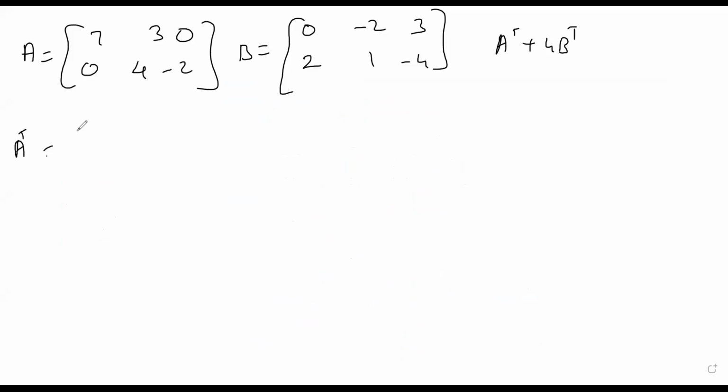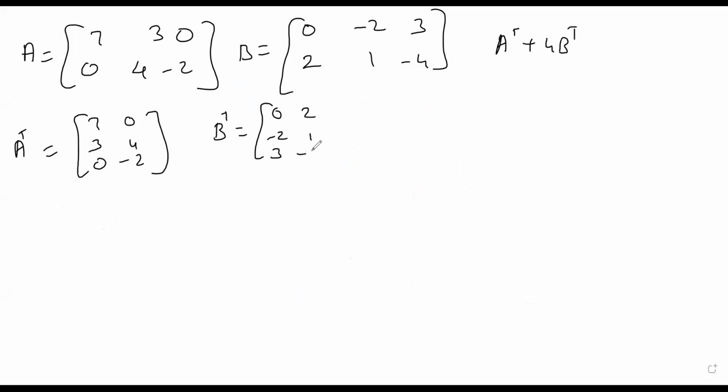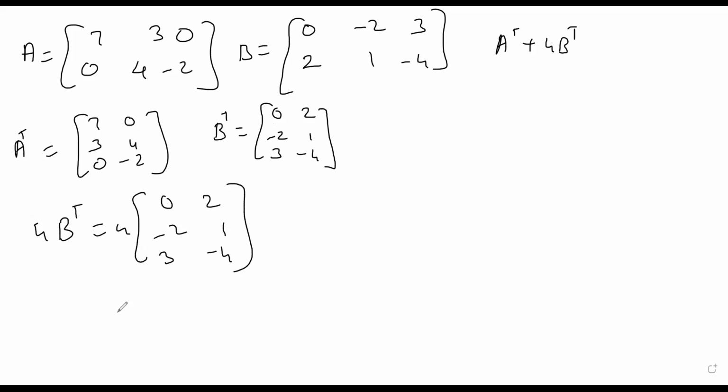तो A ट्रांसपोज क्या आएगा यहाँ पे? Zero minus 2 3, 2 1 minus 4. So A transpose plus 4 into B transpose is, okay, I'll have to multiply this by 4 plus. तो पहले हम लोग B को 4 से मल्टीप्लाई करेंगे. तो 4 into B transpose will be 4 0 2 minus 2 1 3 minus 4. So that is going to be 0 8 minus 8 4 12 minus 16.